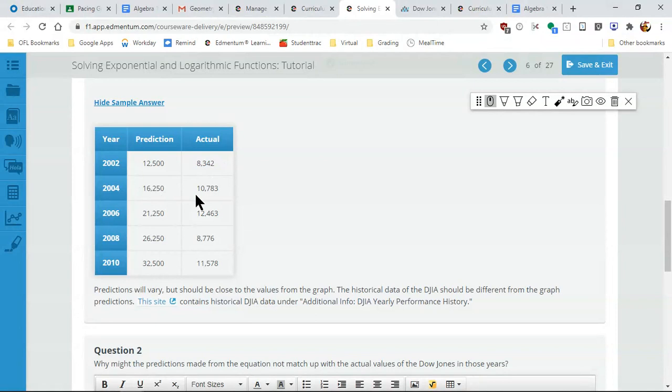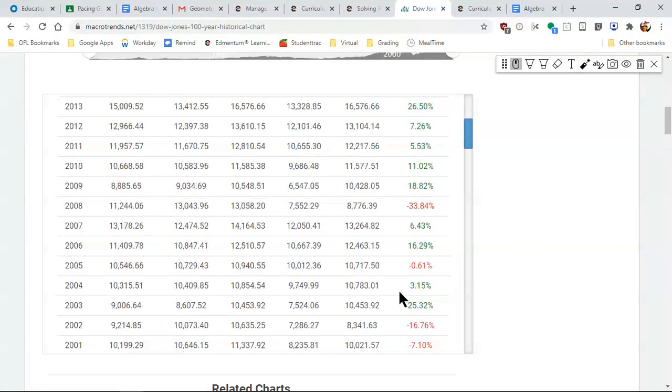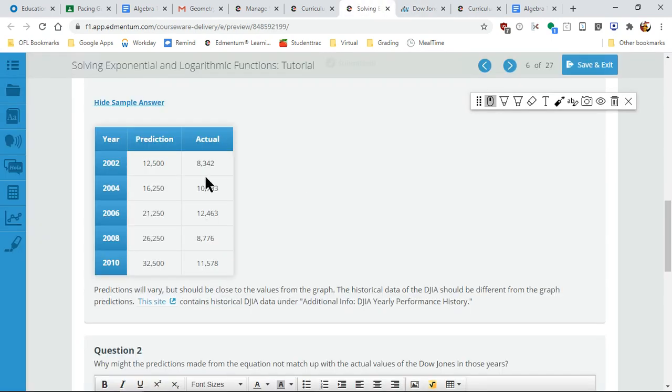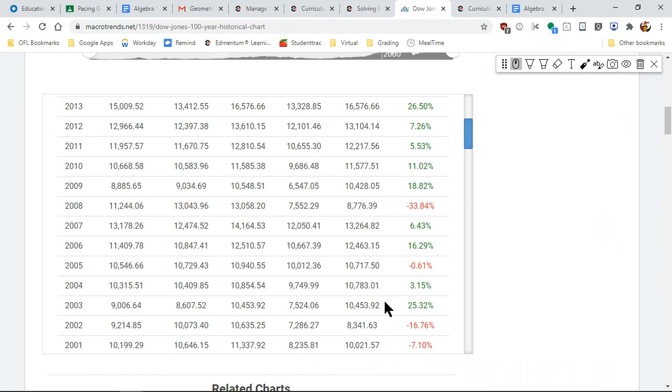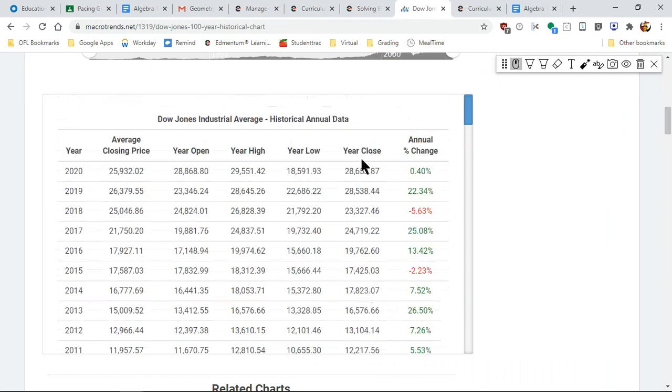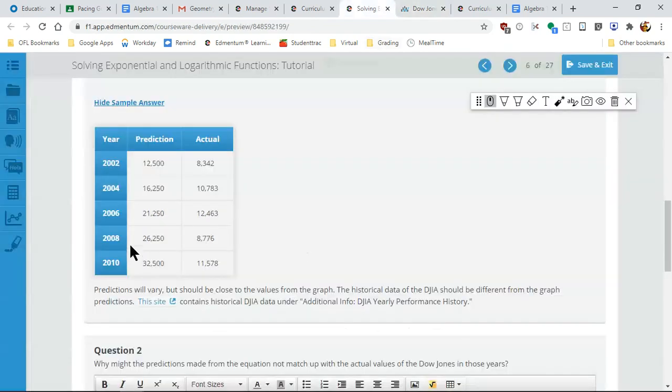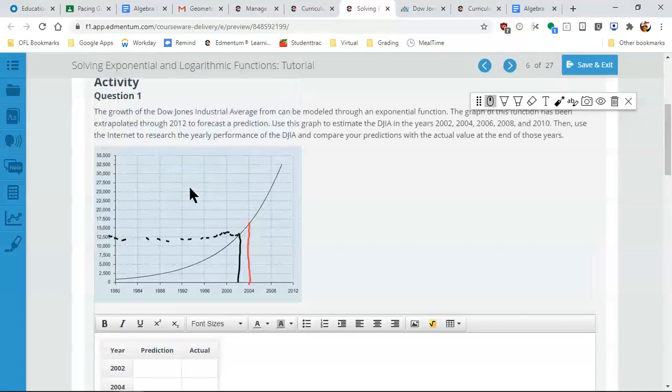And just to make sure, 2004, 10,783. So 2004 is 10,783. And it looks like they're just using the numbers themselves. They're rounding these up to the nearest dollar. Yep. So use the year close and the nearest dollar. For this one, all we're going to do is go on the graph and kind of line them up. Is this making sense?